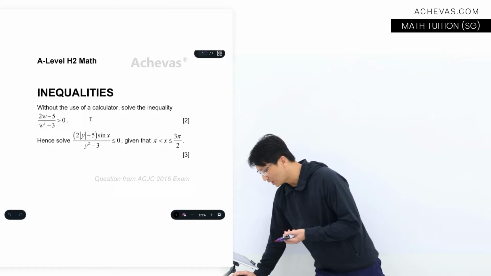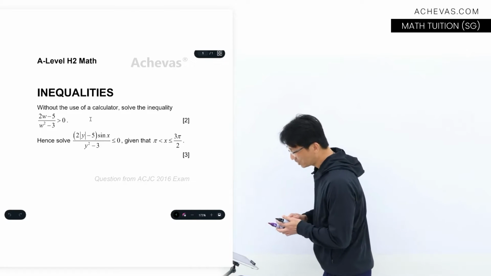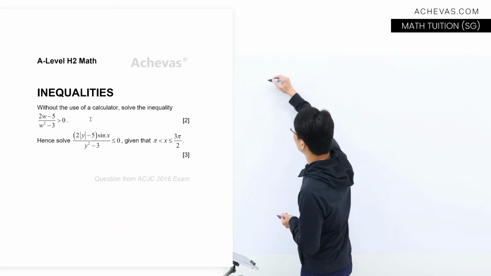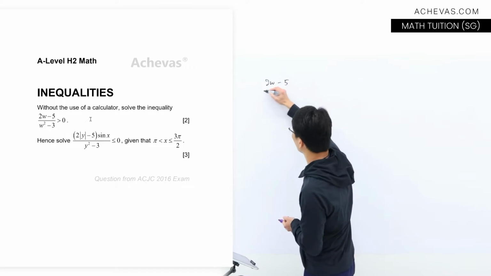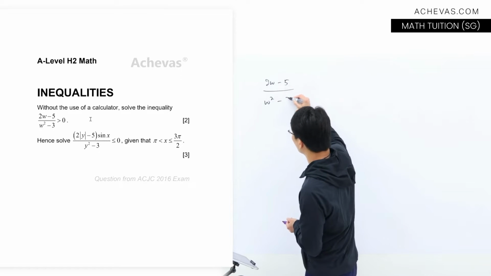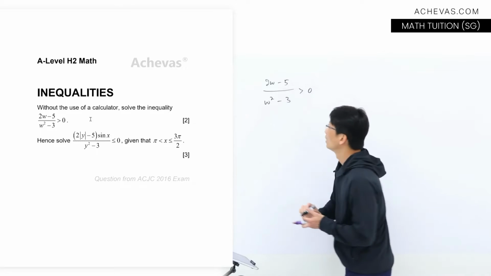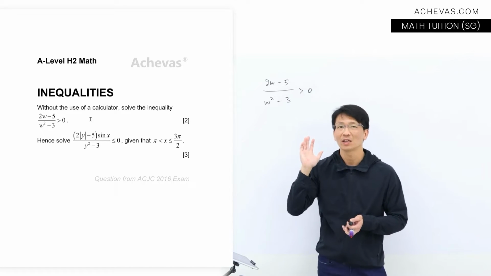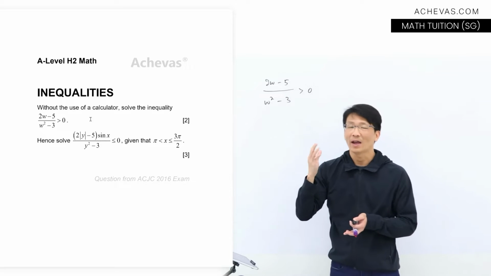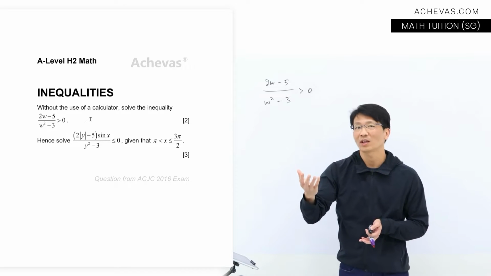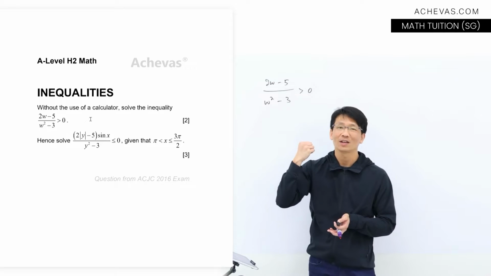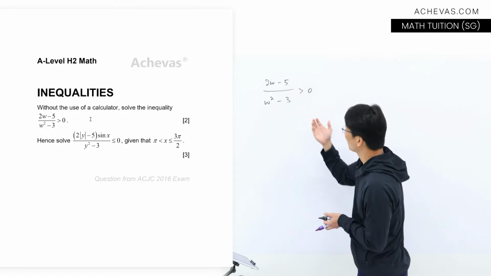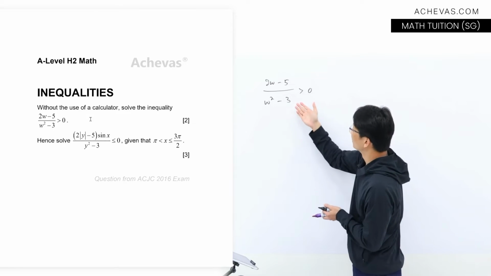Without the use of a calculator, you're supposed to solve this inequality algebraically. We have (2w - 5)/(w² - 3) > 0. We have a standard procedure of solving an inequality algebraically. First, we shift everything to the left-hand side and express the right-hand side to be 0, which we already have in this form.